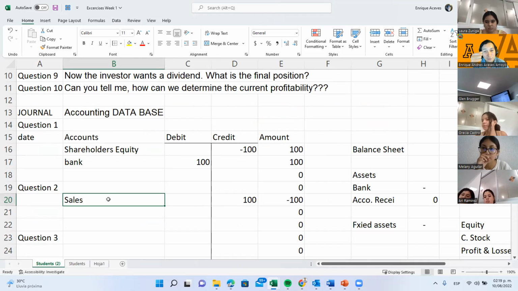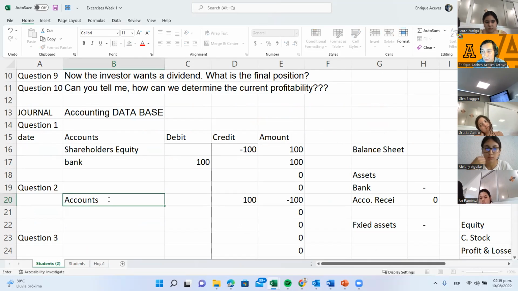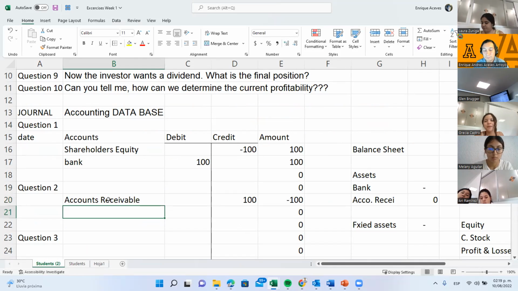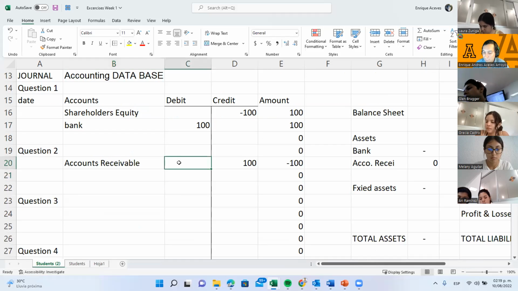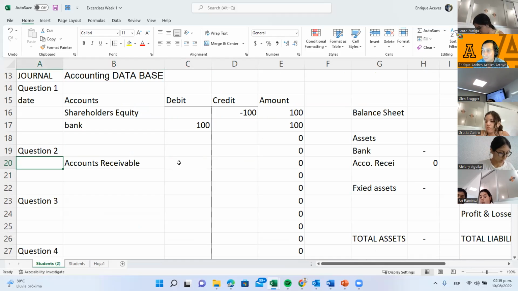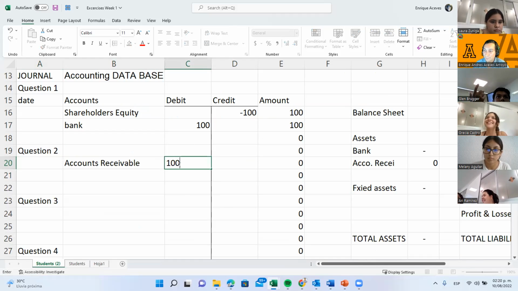The common name when you give credit is called accounts receivable. For how much? For 100. Perfect. 100 of accounts receivable. We know the name, but we're missing the debit and credit. Accounts receivable. If it's an asset, what's the nature of accounts of assets? How do you know it's debit? Assets increase on the debit. Okay. You're getting it, guys.